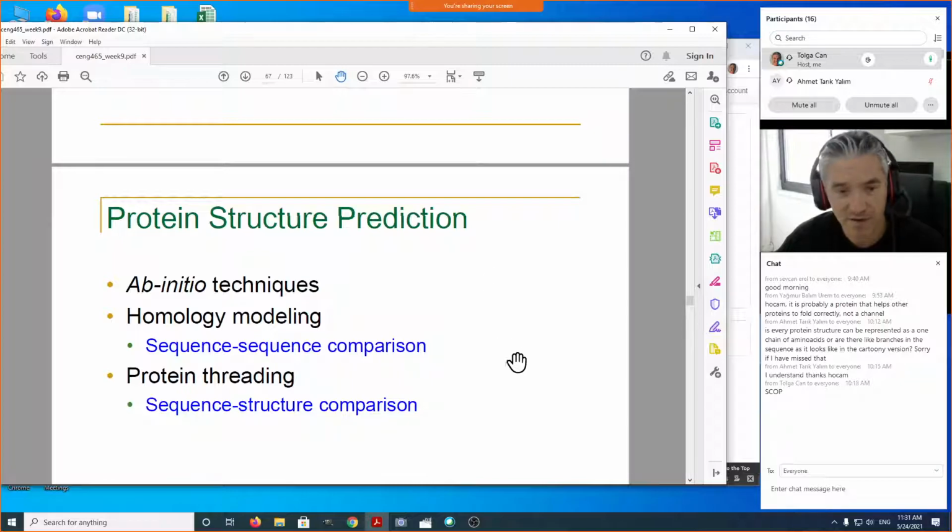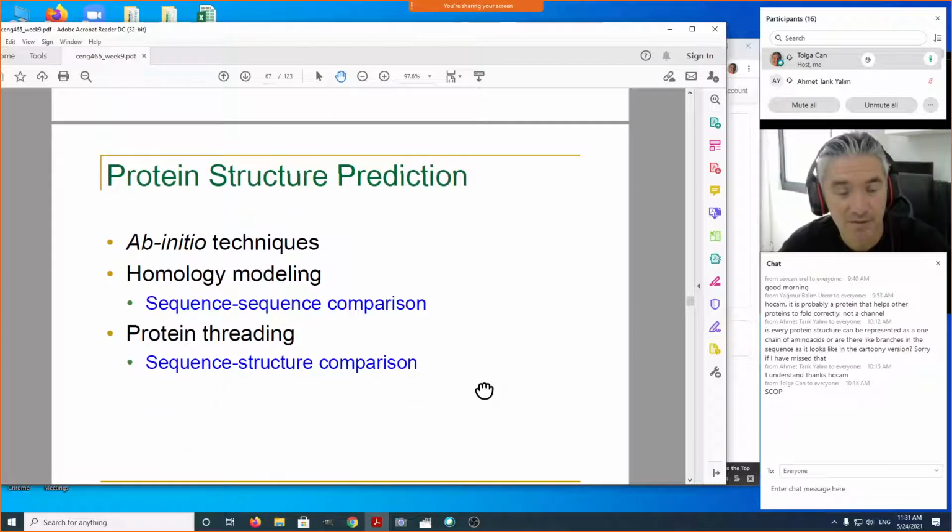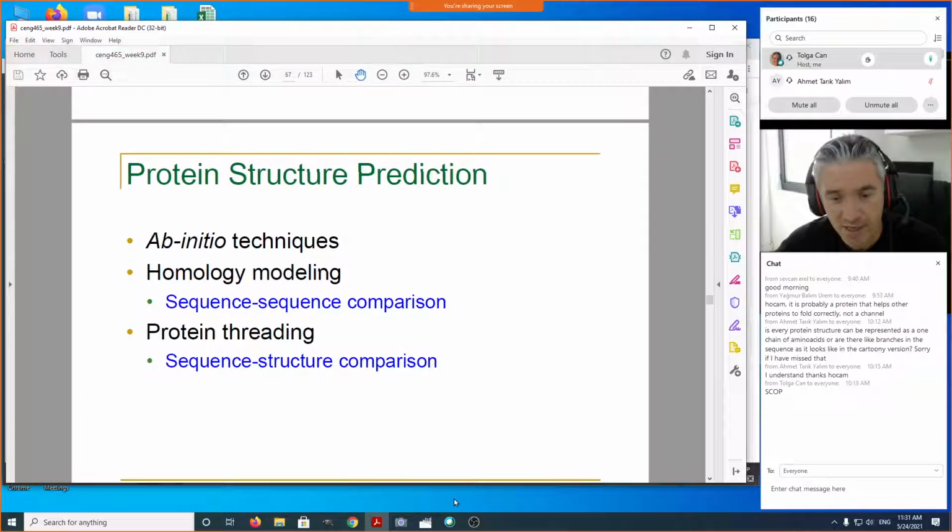I will stop here today. On Thursday, we are going to finish homology modeling and protein threading, and we will talk about structural alignment. I hope to finish it by then. Probably I will finish talking about protein structures on Thursday. I will quickly go over the remaining set of slides. But yeah, that's it for today.